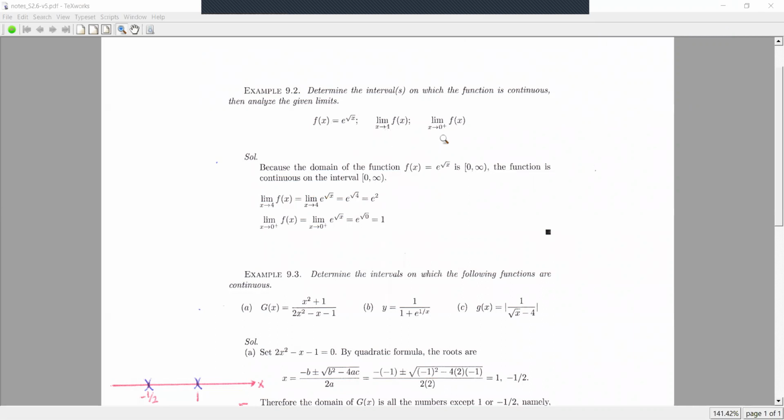To find these two limits, we use direct substitution. X approaches 4, plug in the number 4 for x, then we get the limit is e to the square root of 4, it is e squared. Similarly, to find this limit, plug in 0 for x, then we get the limit is e to the square root of 0. It is 1.